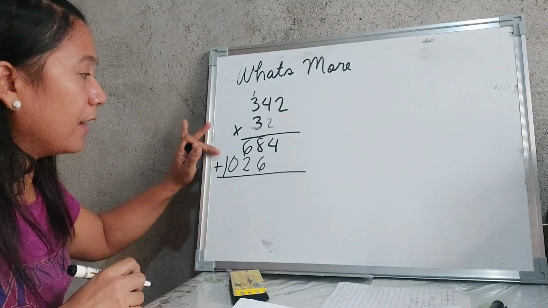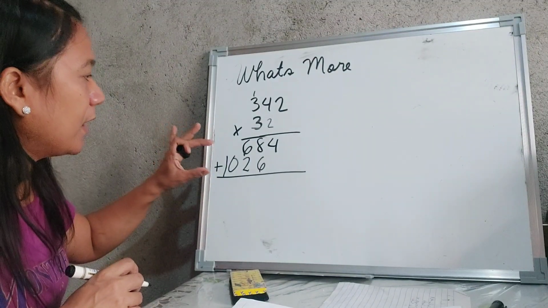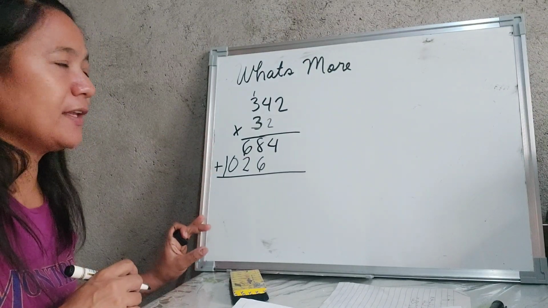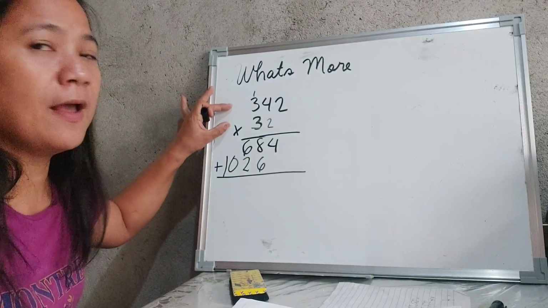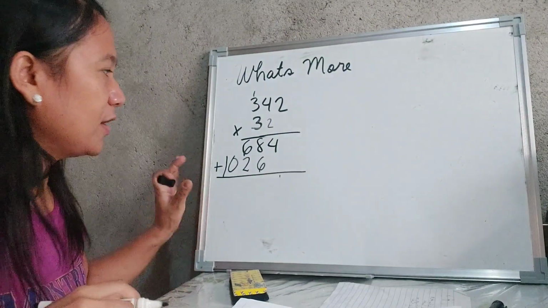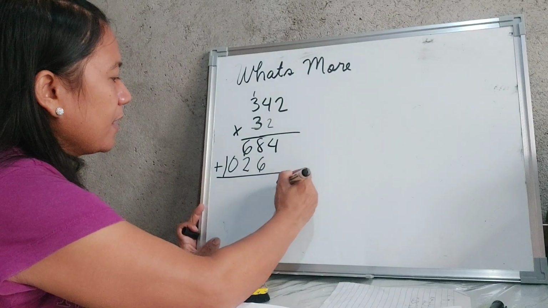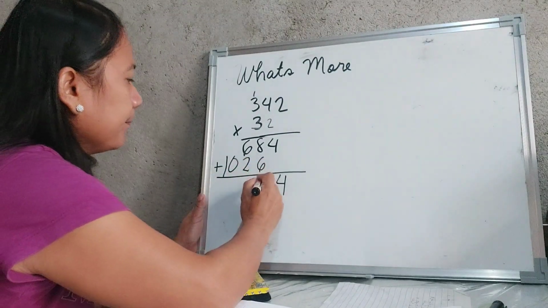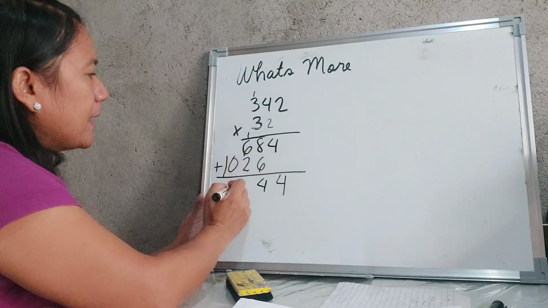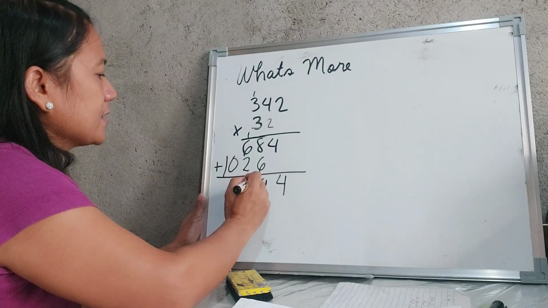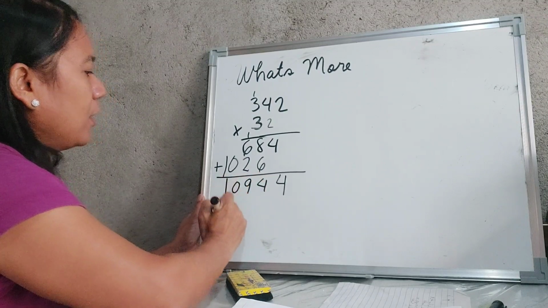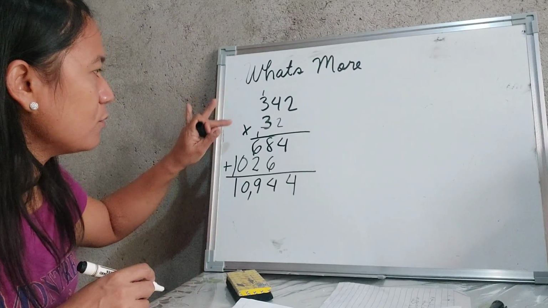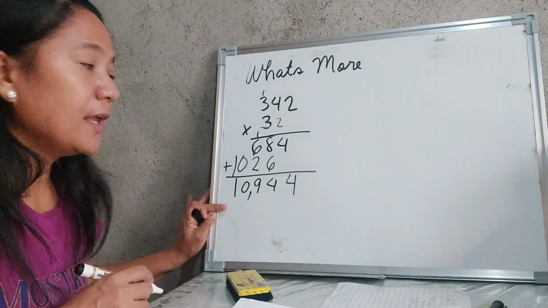After we have the first and second partial product, we will add these 2 numbers so that we can get the final product of the given data. So let us add these 2 numbers. So we have 4, 8 plus, so we have 14, carry 1, 1 plus 6 is 7, plus 2 is 9, bring down 0 and 1. So, the final product of 342 multiplied by 32 is 10,944.